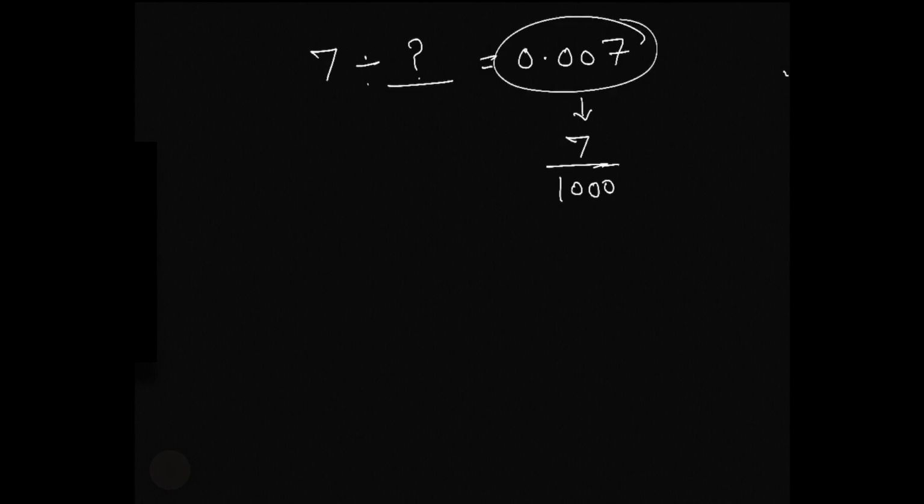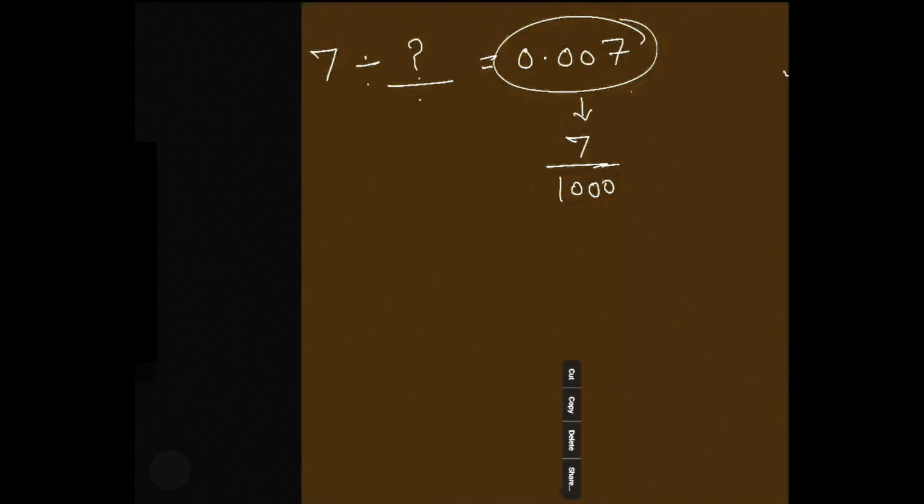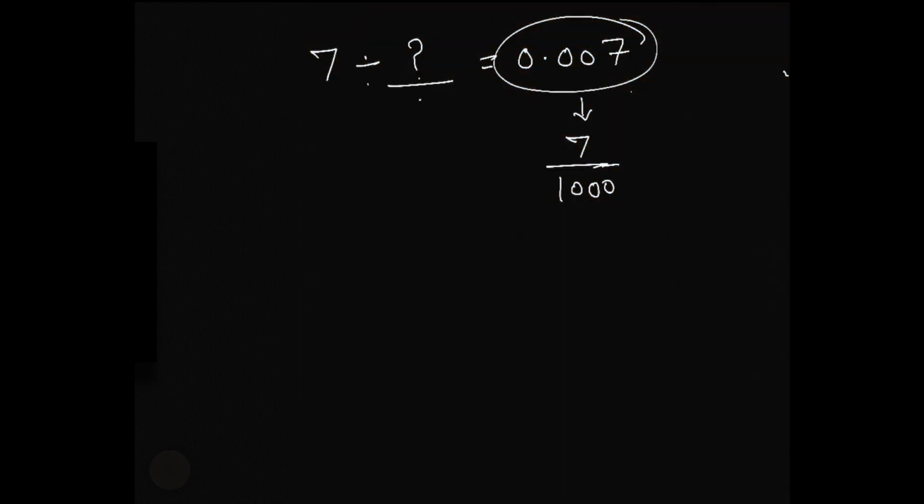So 7 should be divided by which number to get this answer? Easy, that is 1000. So if I write here that 7 should be divided by 1000, is my left hand side the same as the right hand side? Yes. So this is the easy way to do it. Rather than thinking in decimals, try to connect decimals and fractions at the same time. You will find it much easier.